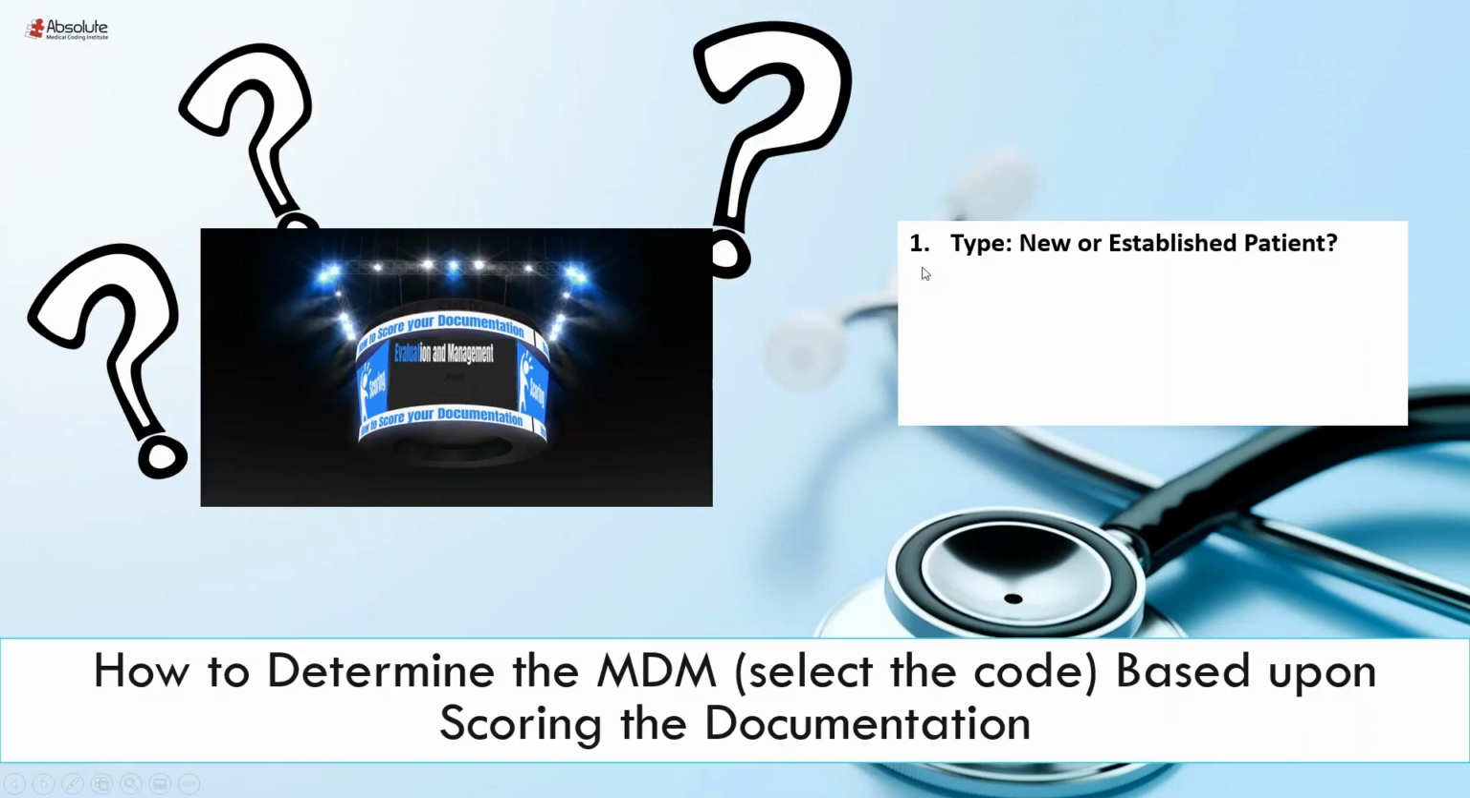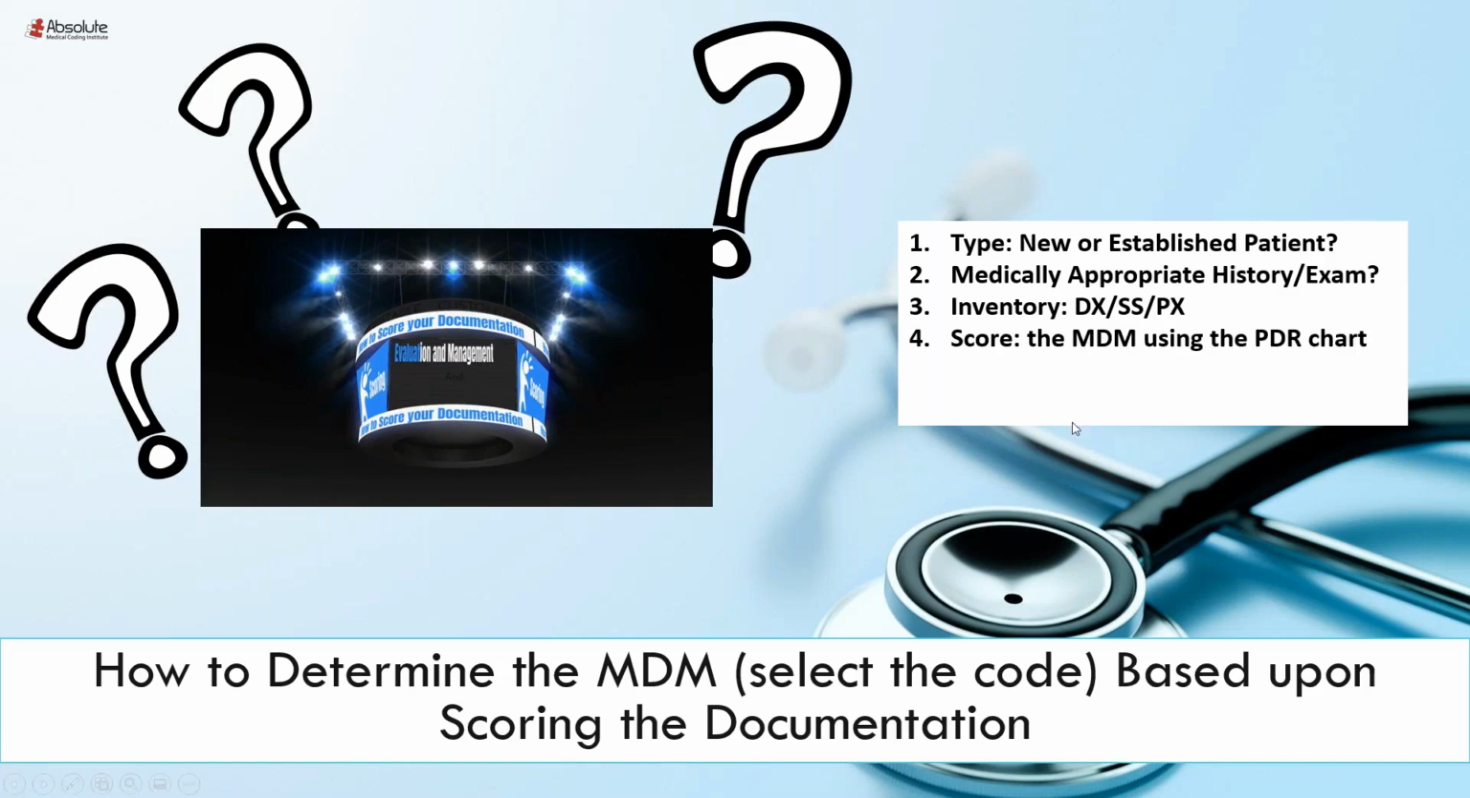More specifically, this is what you'll need to do. Number 1, is it new or established? Number 2, did a medically appropriate history or exam take place? Number 3, go ahead and inventory your diagnoses, signs and symptoms, and procedures. And 4, score the MDM using the PDR chart. Oh, 5, we get a level. If the PDR is not an exact match, go ahead and level. And that's what we've got to do.